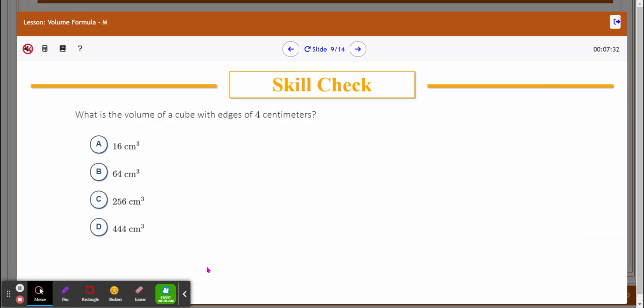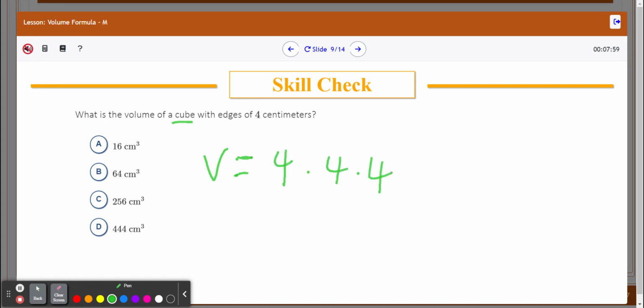Another example says, what is the volume of a cube with edges of 4 centimeters? Well, a cube, I know, is a 3D square. And what's the definition of a square? Well, all sides are equal. Same thing with a cube, all sides are equal. So again, I would have 4 times 4 times 4, my length times width times height, which gives me 64 cm cubed.